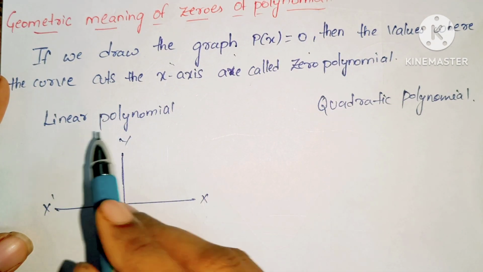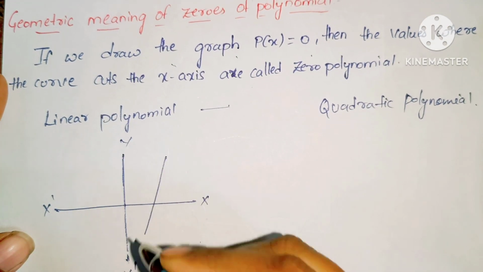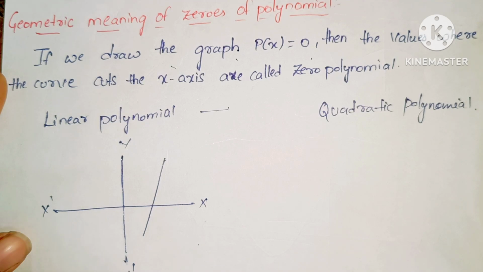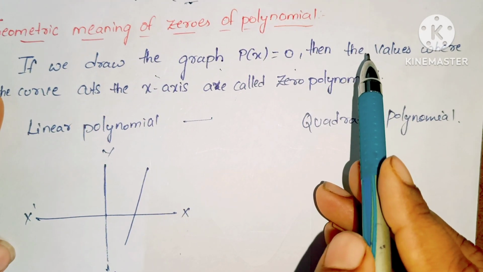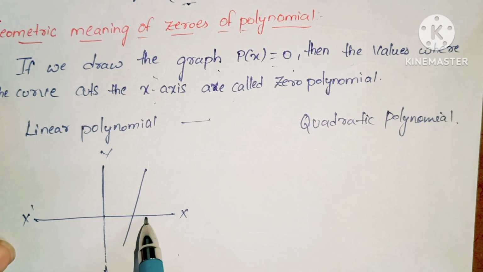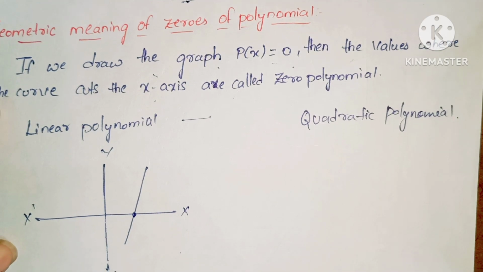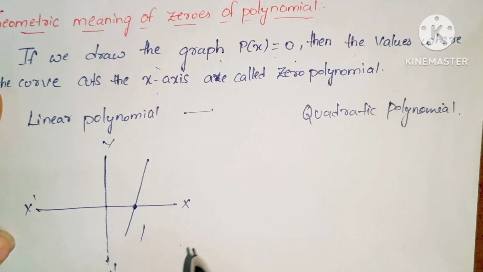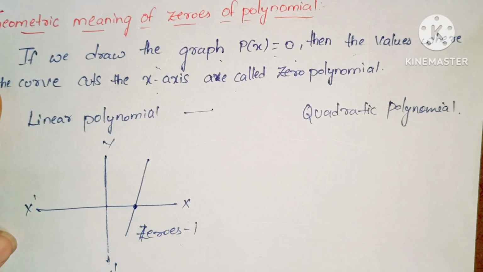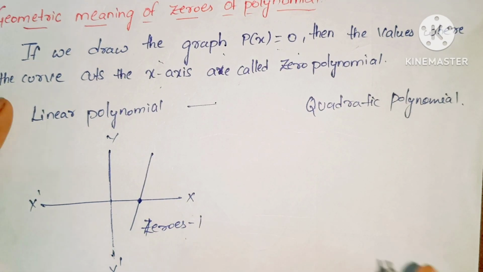For example, I said linear. Linear means what? Straight line. For example, I drew like this. Okay, so how many roots are there for this equation? There is one root, means 1 zero was there, because I gave in the definition, see the values where the curve cuts the x-axis. The line will intersect the x-axis at one point. That means it has only 1 zero. Okay, so how many zeros are there? 1. Okay, so with the help of the graph you can draw like this.